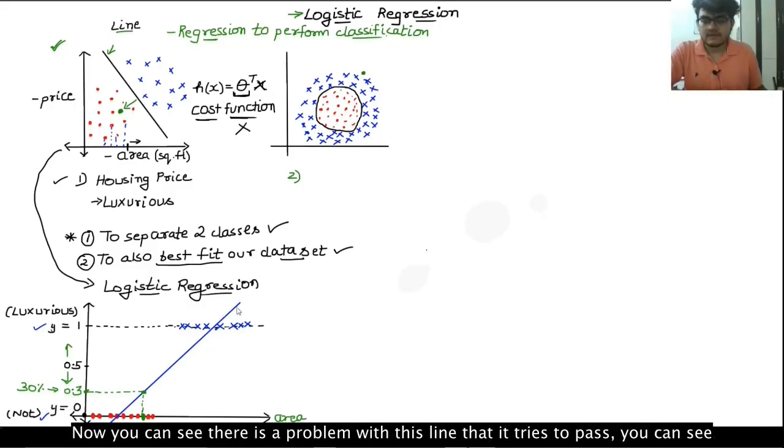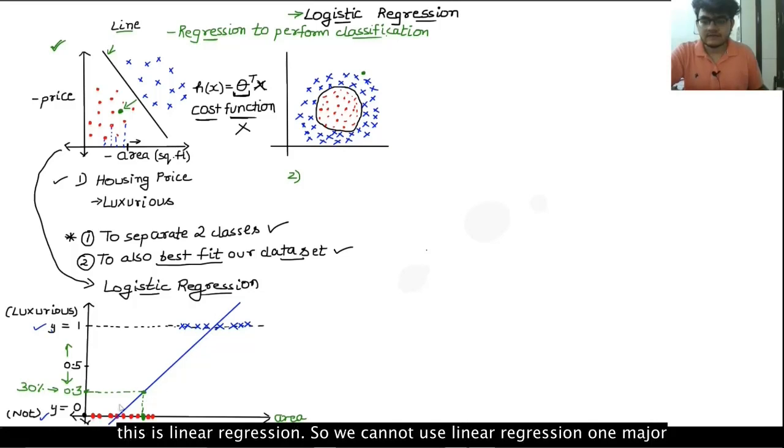Now you can see there is a problem with this line, that it can pass through only 2 points at most. So we need a curve or a line or any other figure in such a manner that it will try to fit most of these data points. This line is not trying to fit these points; most of the points are not fitted. You can see this is a line, so this is linear regression. So we cannot use linear regression.